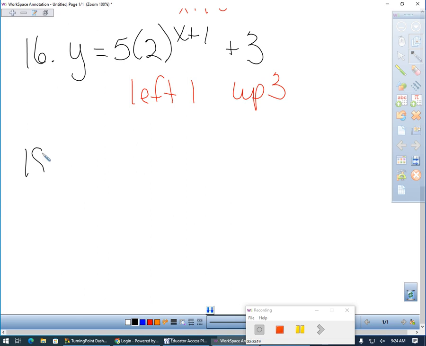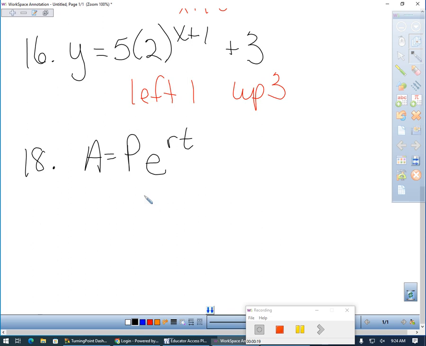Number 18. For number 18, it says find the amount in a continuously compounded account for the given condition. Compounded continuously is the equation A equals P, P is principal, e to the rt. Now, we only use this one time, and I'm going to talk you through this one, because again, we're only using it once.